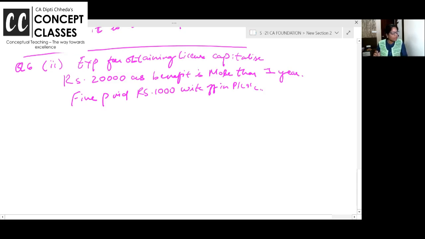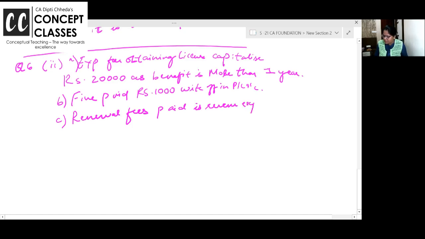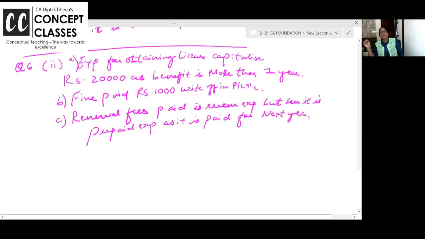And there was one more in this, what was the third? Renewal fees you have paid for next year. Write down the answer. Renewal fees, A, B, C, you can write like this. Renewal fees paid is revenue expense, but here it is prepaid expense as it is paid for next year. Check with me again.